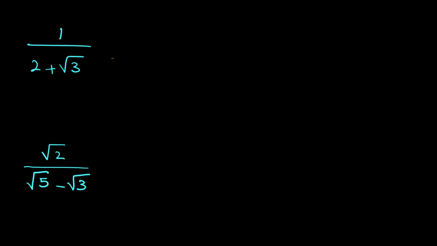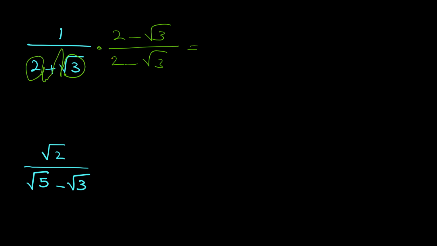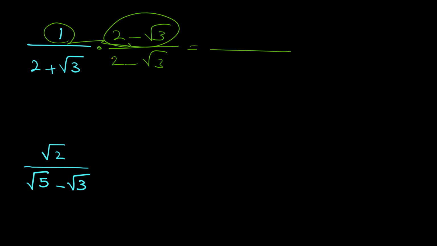For the first example, what do we have to multiply the numerator and denominator by? We have to multiply the numerator and denominator by 2 minus radical 3. The reason is that, if you pay attention, if this is a plus b, its conjugate is a minus b. Now what is the answer? 1 times this is the same thing, 2 minus radical 3. What about the denominator? Please pay attention.